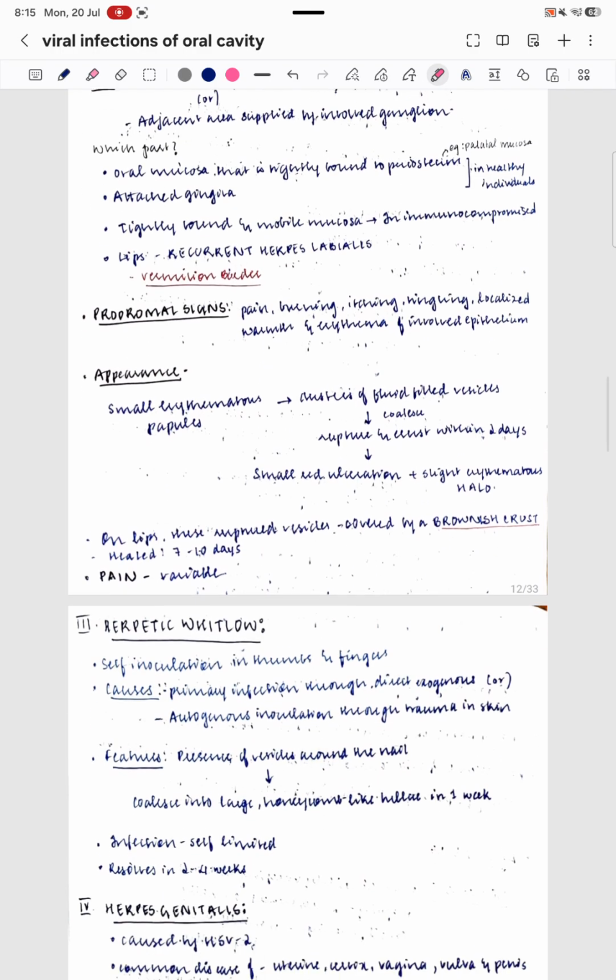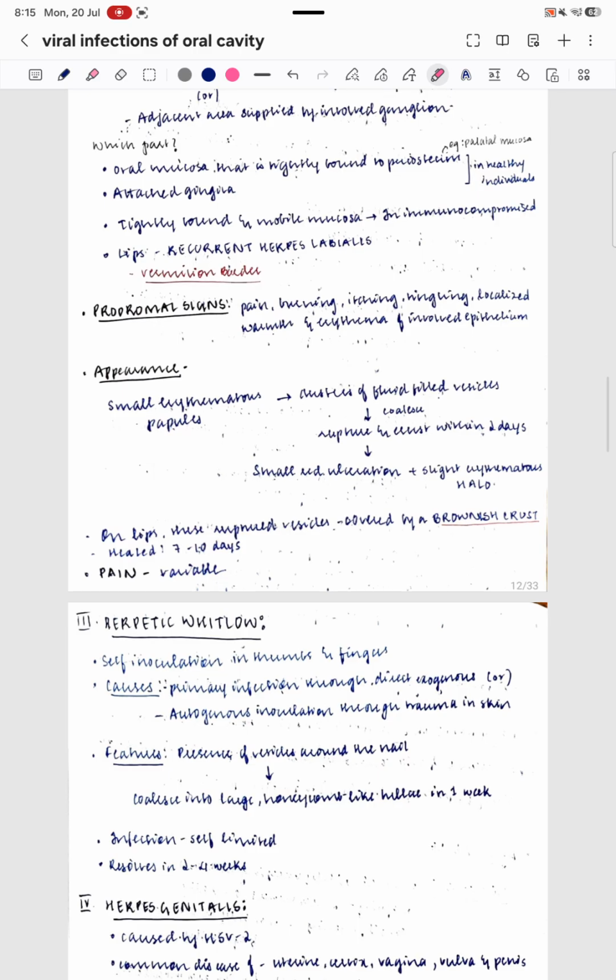Now what are the prodromal signs? Basically the initial signs of the secondary infection. First is pain, burning, itching, tingling, localized warmth and erythema of the involved epithelium. So there is pain, burning, itching, tingling, and localized warmth in that particular area where there is erythema.